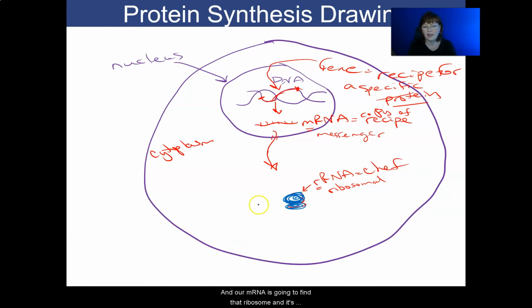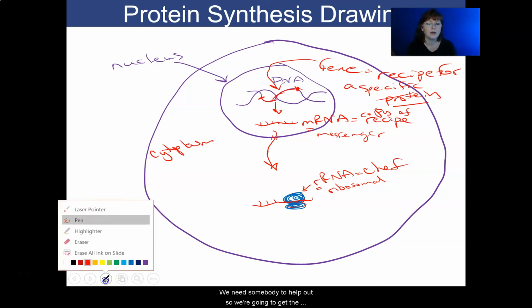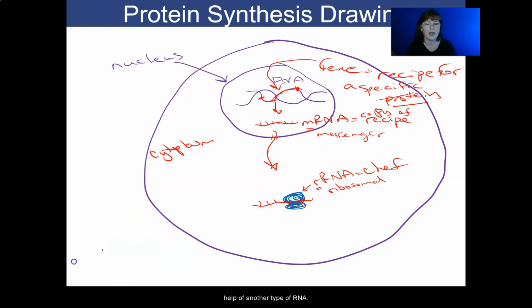And our mRNA is going to find that ribosome, and it's going to feed through it like you're reading a little ticker tape. So I'm going to go along and read that mRNA in 3-letter chunks called codons, and they're going to tell me which amino acid I need. So each 3-letter block tells you another ingredient in your recipe. The ribosome, once it's attached to this mRNA, can't run to the pantry to grab the ingredients. So we need somebody to help out. So we're going to get the help of another type of RNA called tRNA.